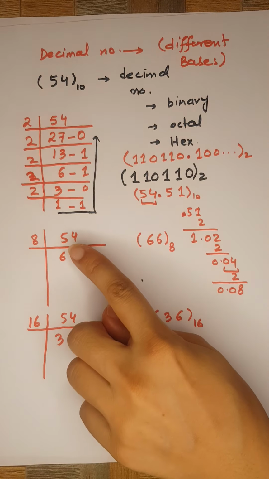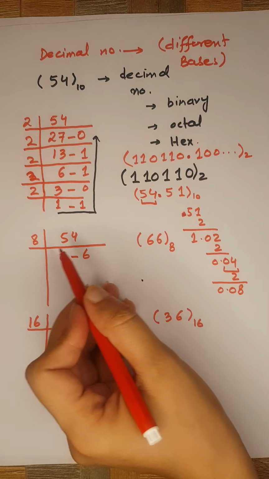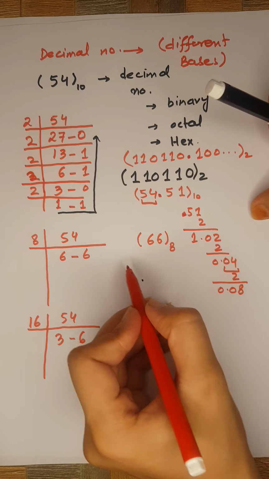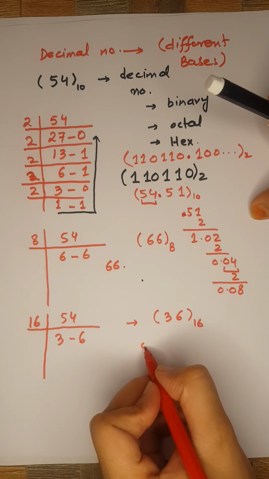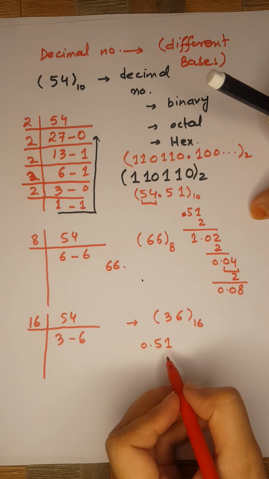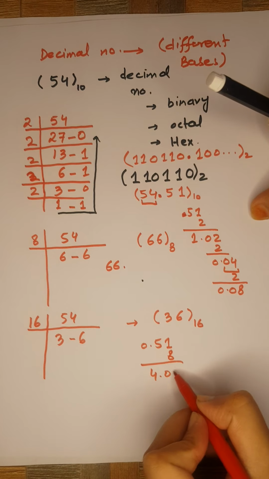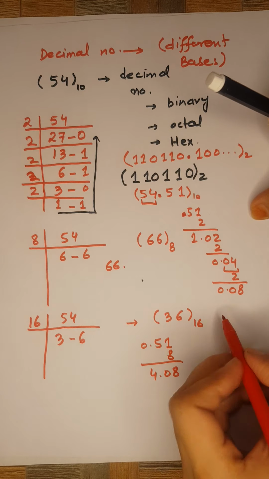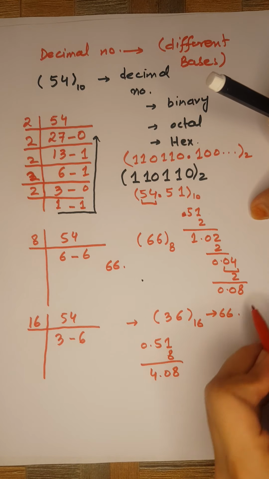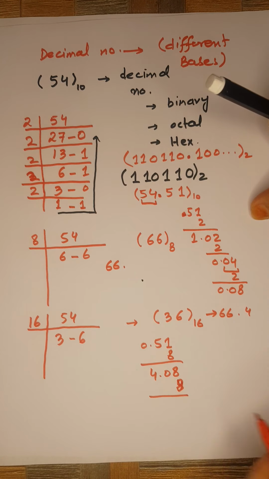Similarly, for 54.51 into octal, we will again write 66 point, and then 0.51 will be multiplied by 8. So 0.51 multiplied by 8 will result in 4.08. You will drop down this fractional part and you will just write it as 66.4, and then you will multiply 0.08 by 8.